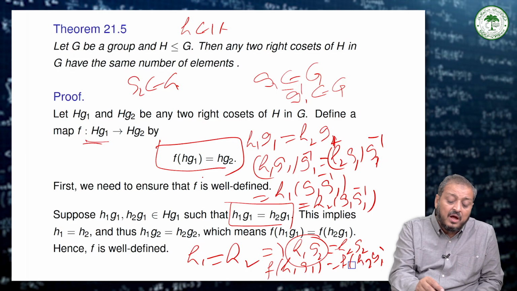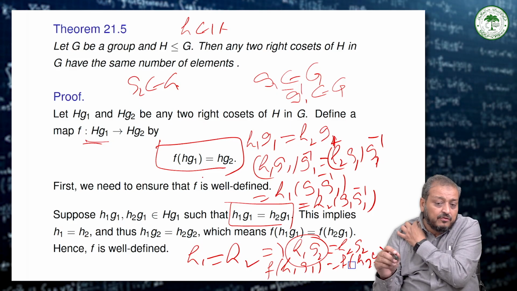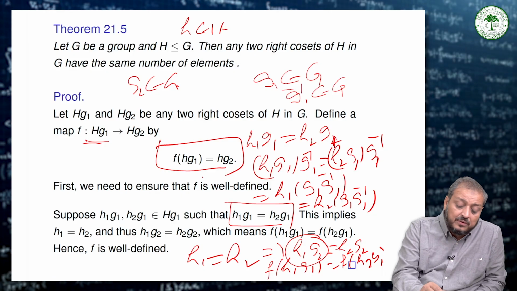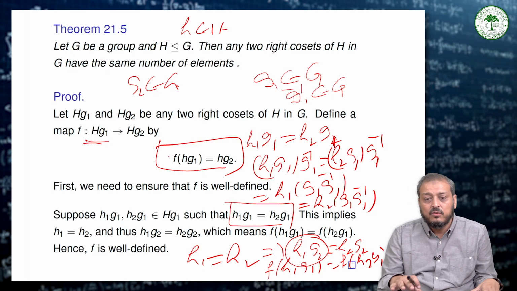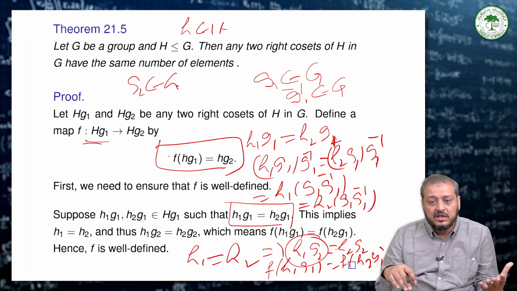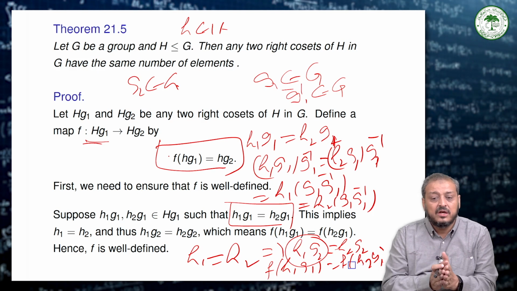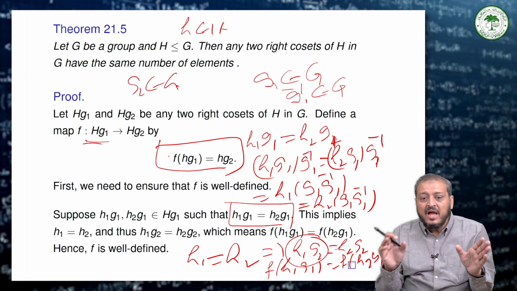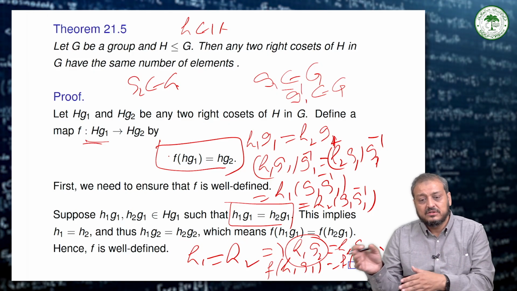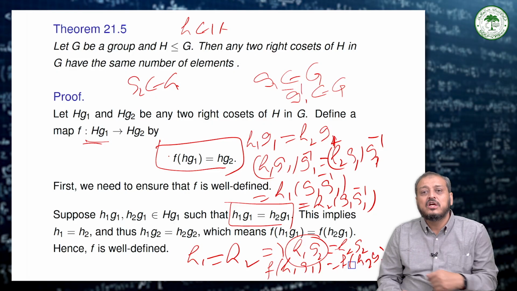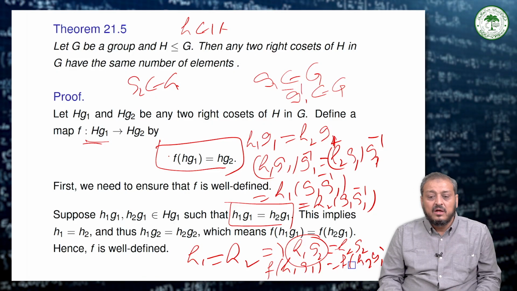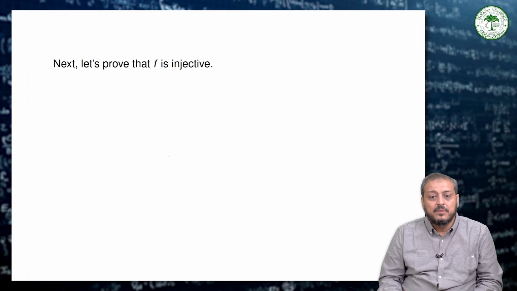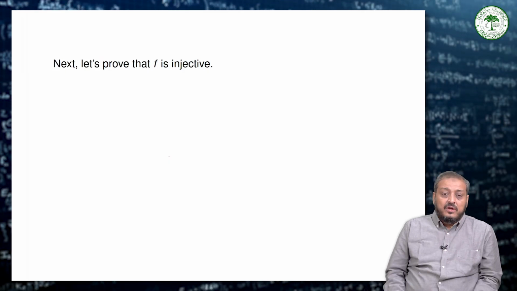Now, our next objective is this: if this map is well defined, we next have to show that it is injective. That means we have to take any two elements, f of h1 g1 equal to f of h2 g2, that is, h1 g1 equal to h2 g2, and then show that h1 and h2 are the same. So let's prove that f is injective.